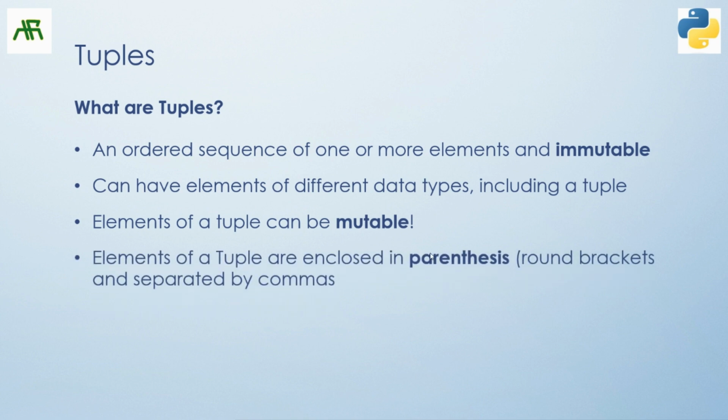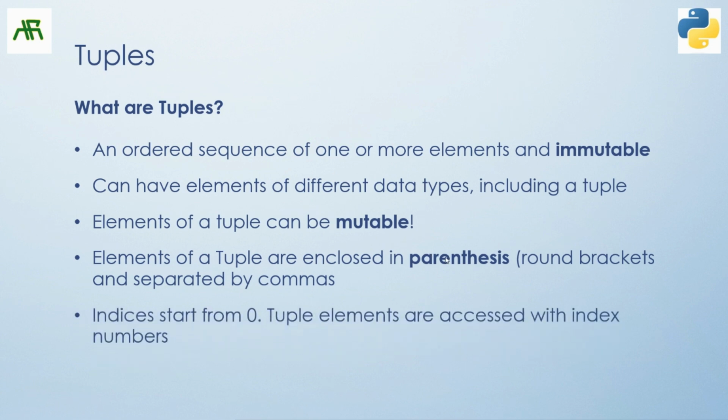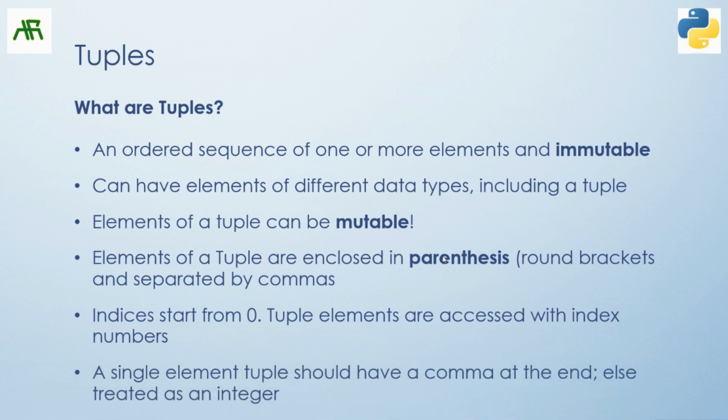Elements of a tuple are enclosed in round brackets or parentheses. As we saw in strings or lists, the elements are separated by commas. Indices start from 0 and tuple elements are accessed with index numbers. A single element tuple should have a comma at the end, else it is treated as an integer. We have to remember this. If you want to have a single element for a tuple value, it should end with a comma, otherwise it is treated as an integer.